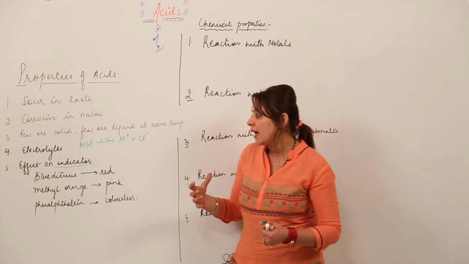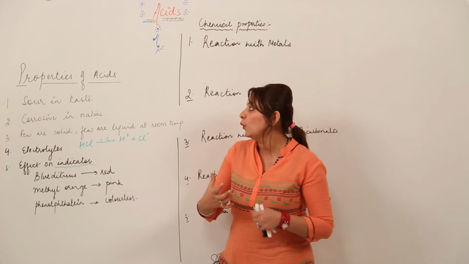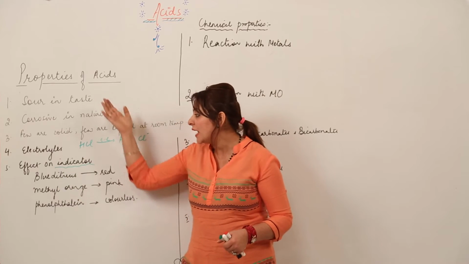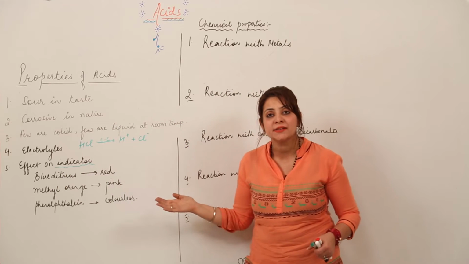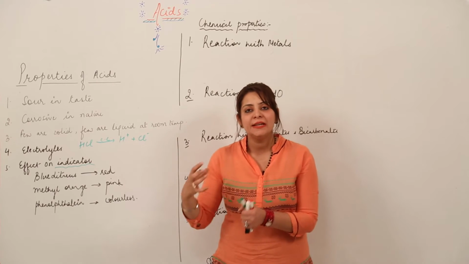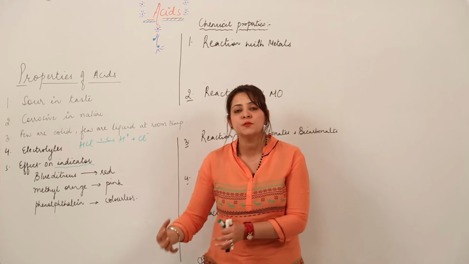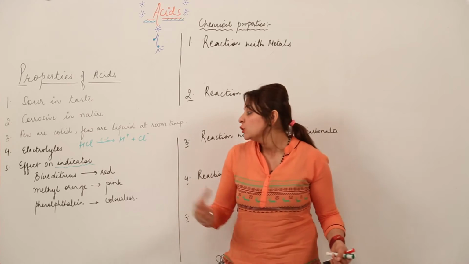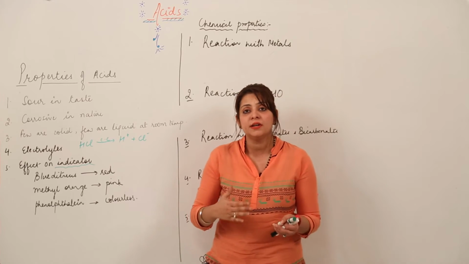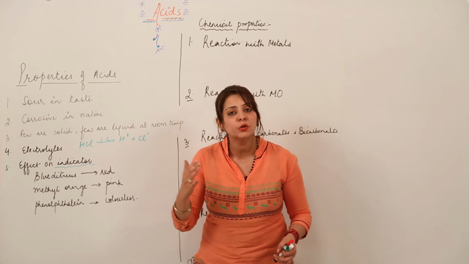So here I have a few indicators for you that will explain the effect of acids on them. For example, we have litmus: acid turns blue litmus red. The original color of litmus is purple, but when it is used in the lab, it is used in two colors: blue litmus and red litmus. Acids do not show any effect on red litmus, but they do show an effect on blue litmus. What effect? They turn blue litmus red.